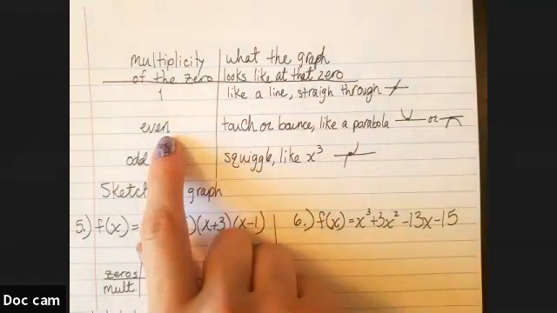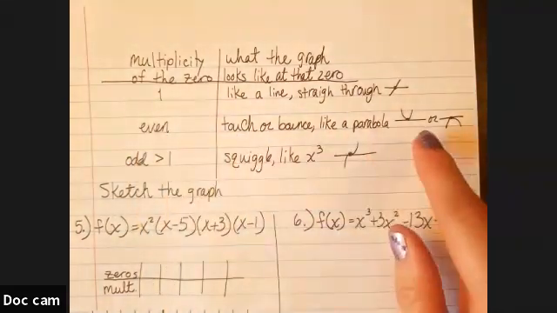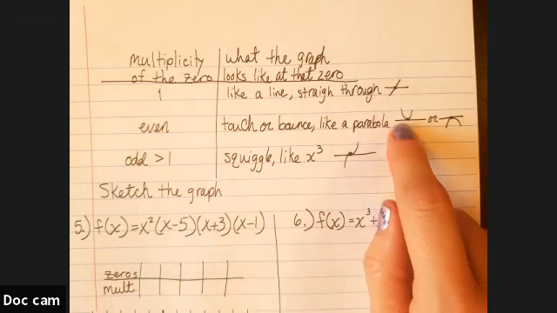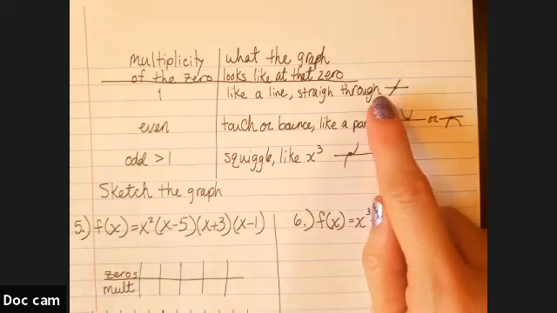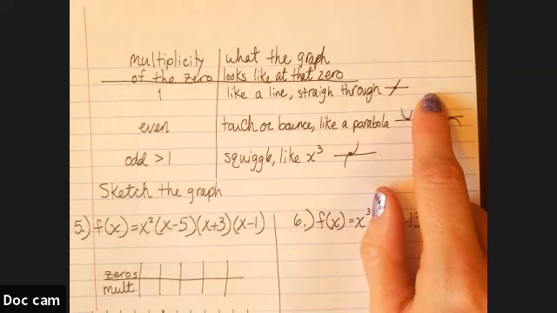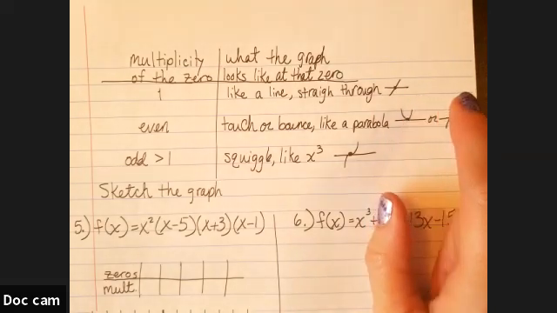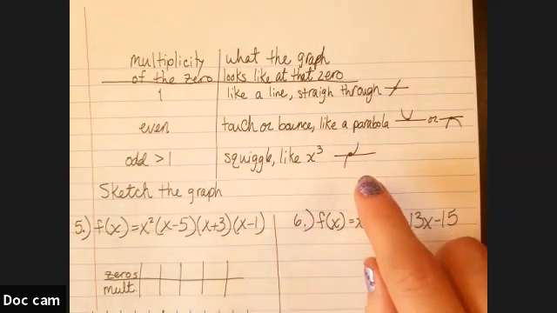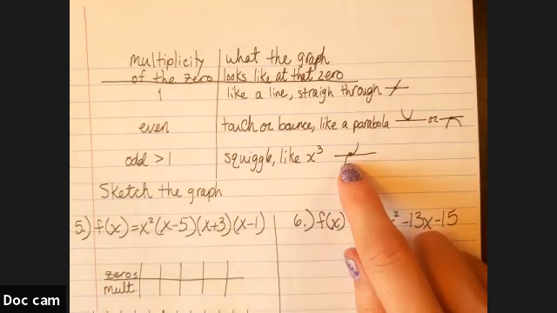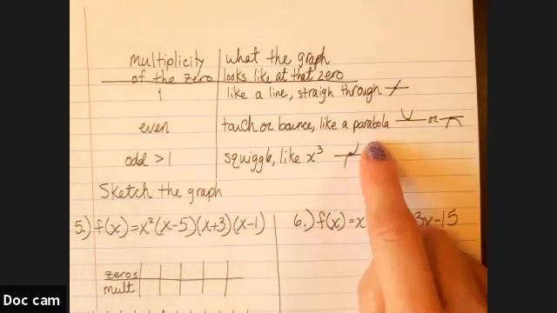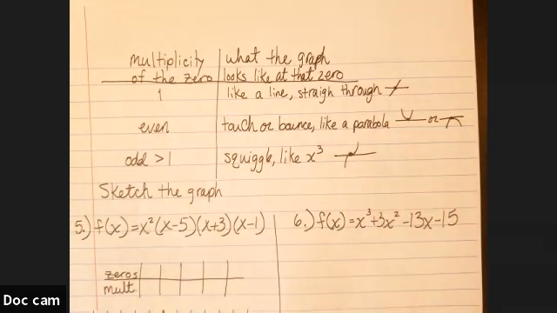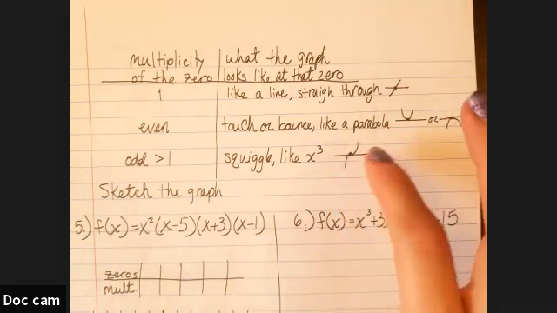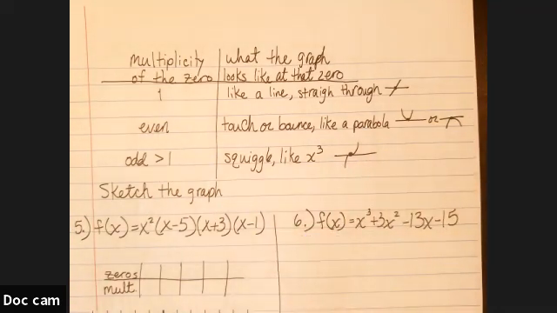If your multiplicity is even, then it looks like a parabola at that point. It bounces off, or you could say it just touches and then turns around and goes back the other direction. And if it's an odd number higher than 1, like 3, 5, 7, something like that, then it looks similar to the x cubed function, which is like a squiggle. That's also known as an inflection point, which you'll learn about probably in calculus.